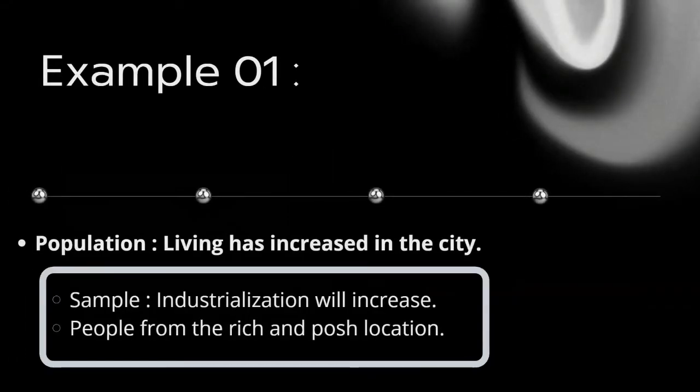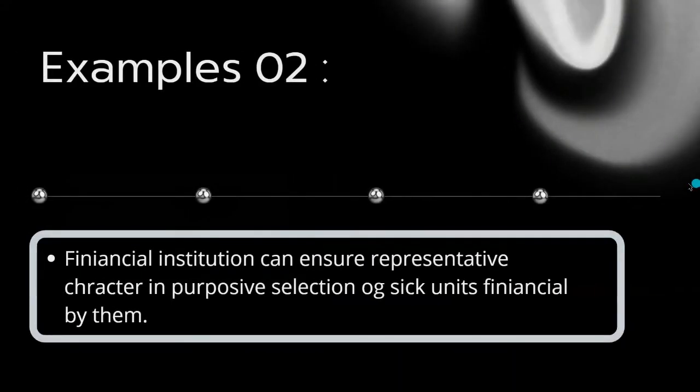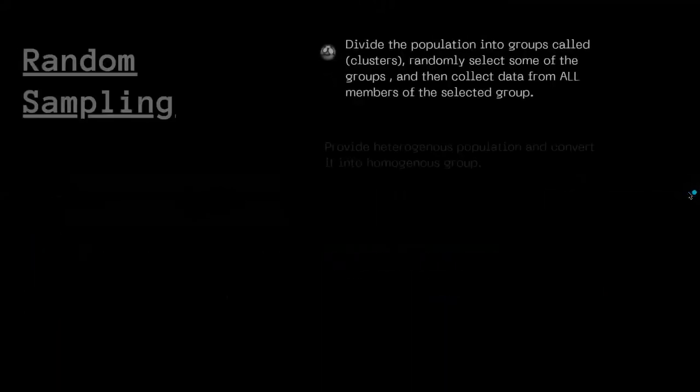Here we can see an example of a population where living has increased in the city. As an example, industrialization will increase people from rich and posh locations, which has increased the living in a specific city. In the second example, we can see a financial institution can ensure representative character in purposive selection of units financed by them. This is called purposive sampling.